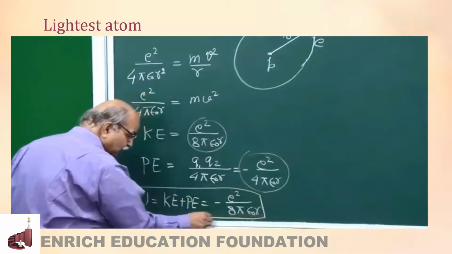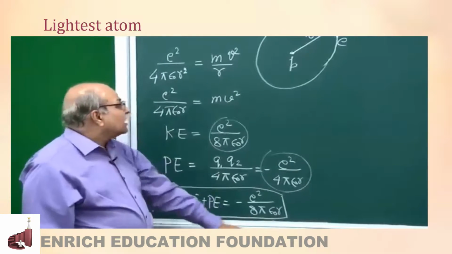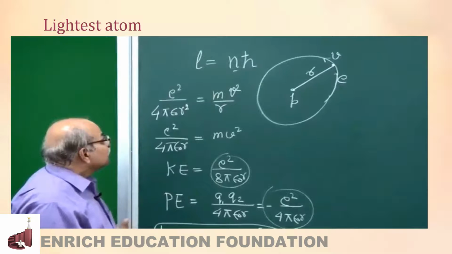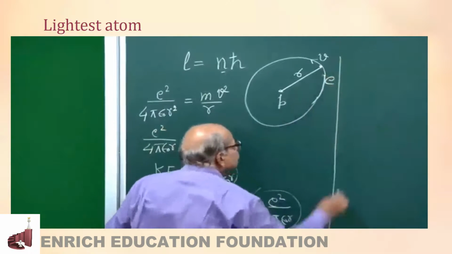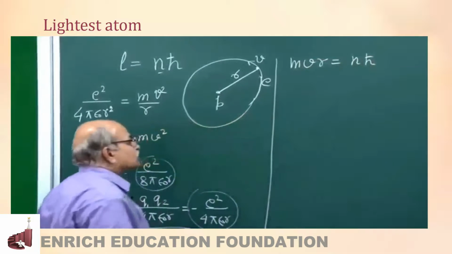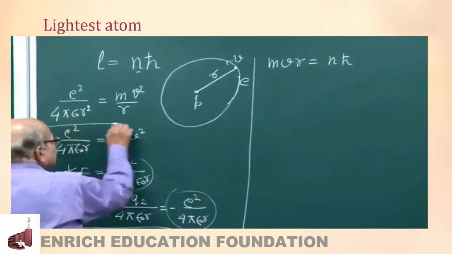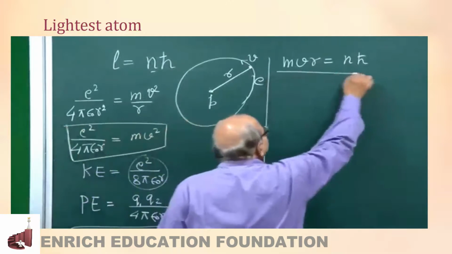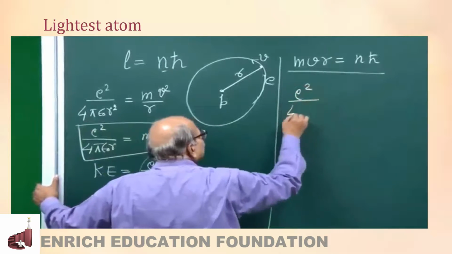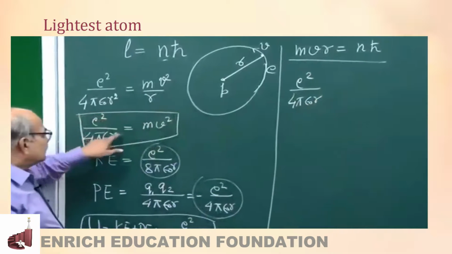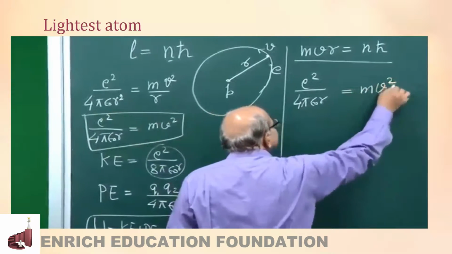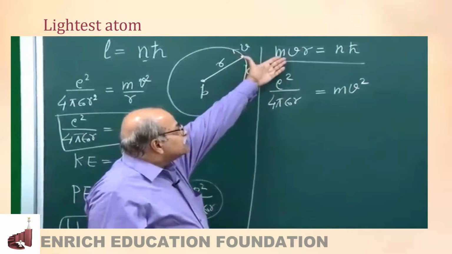In terms of r, we still do not know what this r is. To get this r, we should use this equation: L is equal to n times h cross. So the angular momentum is m times v times r, and that should be equal to n times h cross. So eliminate v from these two equations. Here you have e square over 4 pi epsilon naught r equal to m times v square. So from these two equations, eliminate v: get v from here and put it here.